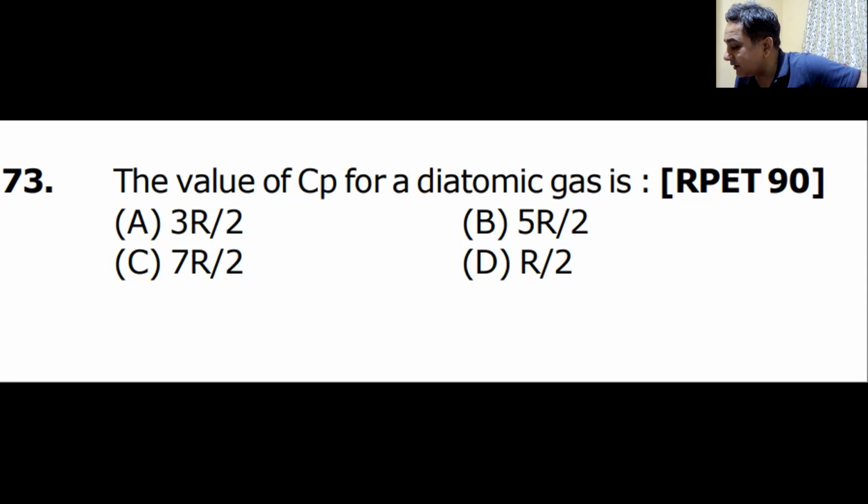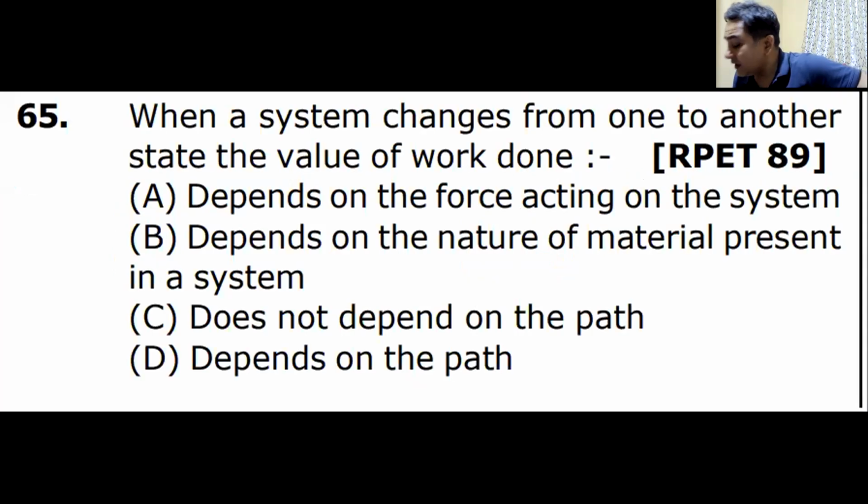Three is the answer. 7R by 2. One more. When a system changes from one state to another, the value of work done, question number 65: A, B, C, D. I can't see your fingers. It depends on path, so it is option number 4.